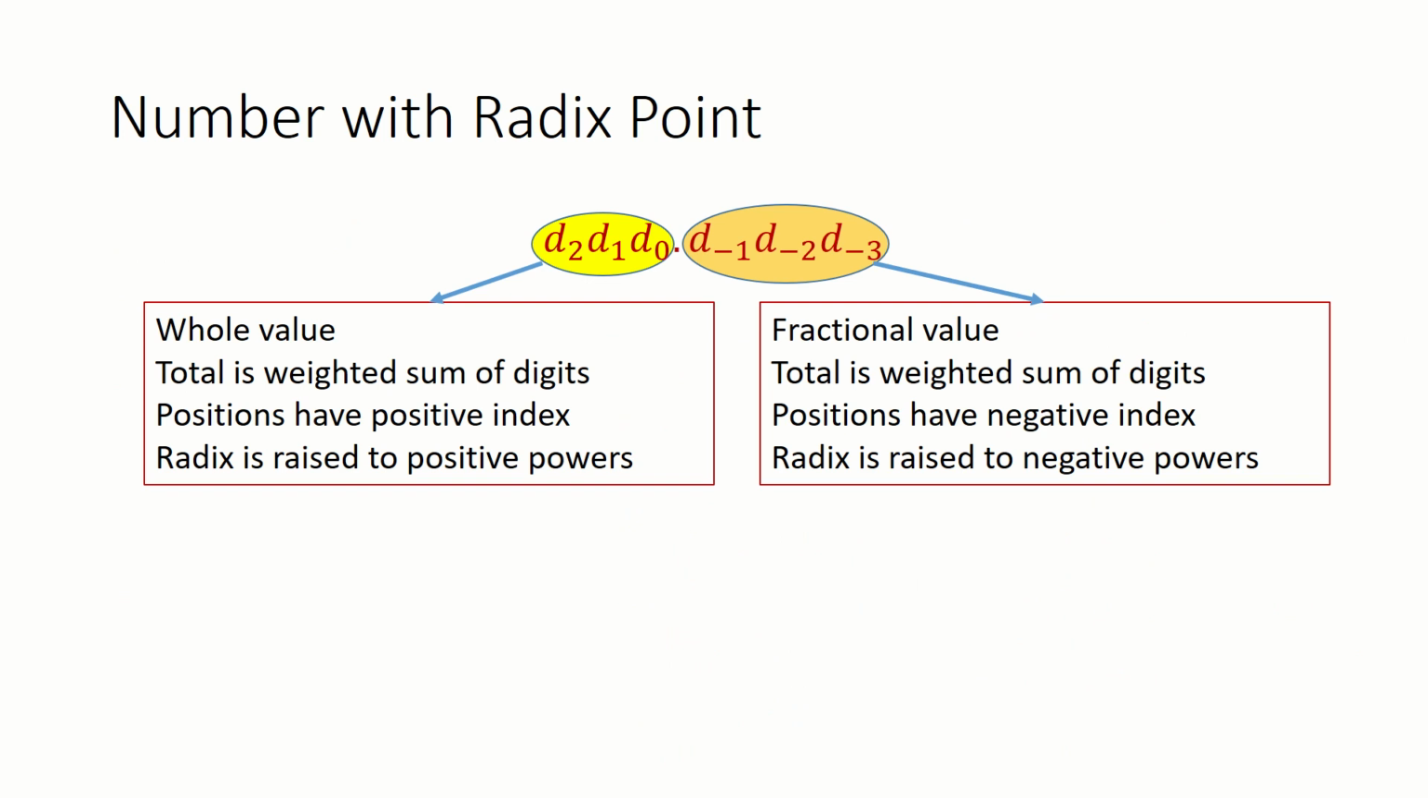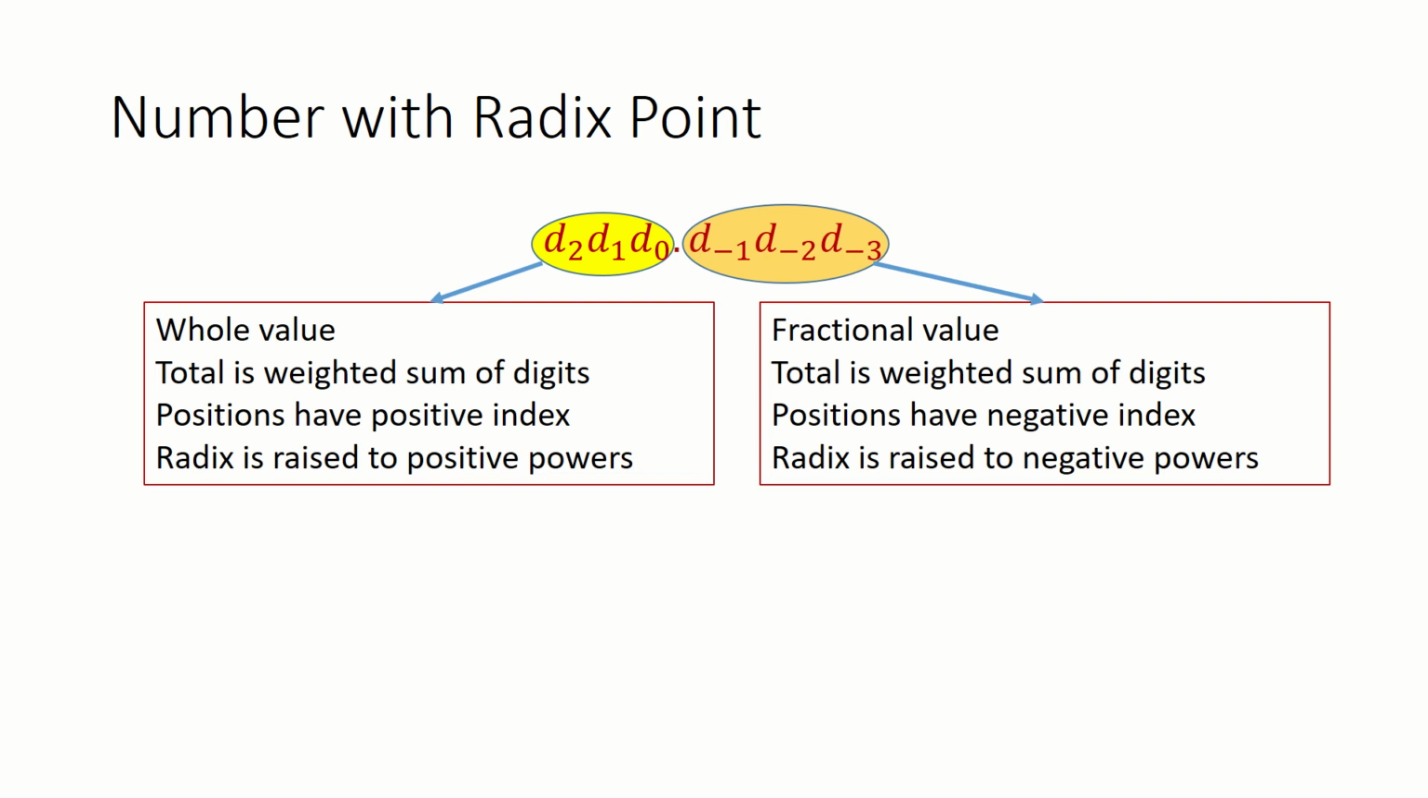So, we have dealt only with whole numbers, but we can also deal with numbers having a radix point. In general it is called a radix point, not a decimal point. The digits on the left hand side of the radix point denote the whole value. The total is the weighted sum of the digits, positions have positive index and the radix is raised to positive powers.